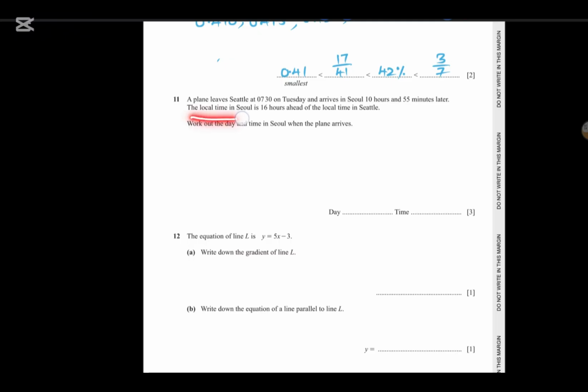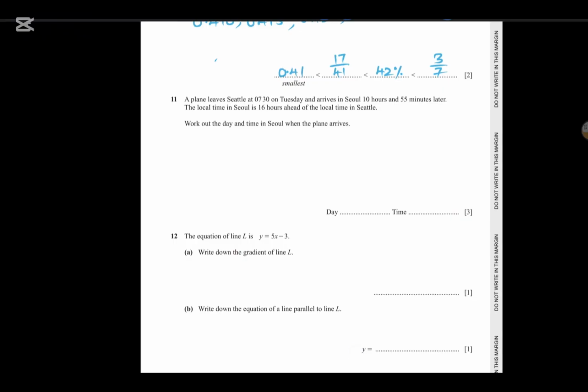The local time in Seoul is 16 hours ahead of local time of Seattle. Work out the day and time in Seoul when the plane arrives. So this question you need to read 2 or 3 times to understand. They first give the time in Seattle, and the plane leaves at 0730, that is early morning, Tuesday it is. And it is reaching Seoul after 10 hours 55 minutes.